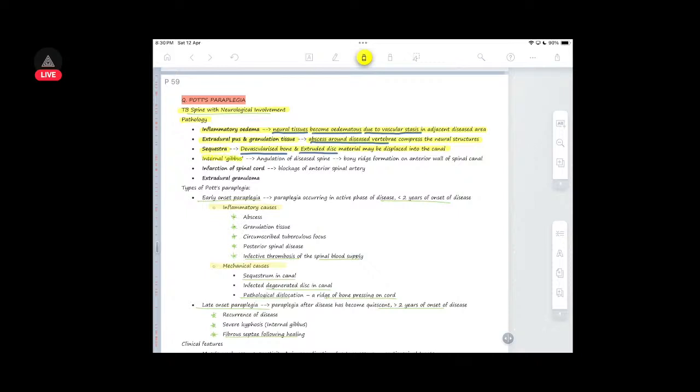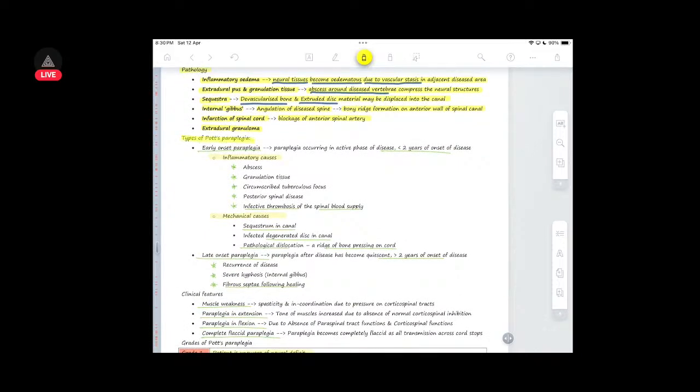You also have internal gibbous formation, which is angulation of the diseased spine. Bony ridge formation on the anterior wall of the spinal canal is noticed. Infection of the spinal cord can also be noticed, wherein it leads to blocking of the anterior spinal artery. Then you have extradural granuloma.